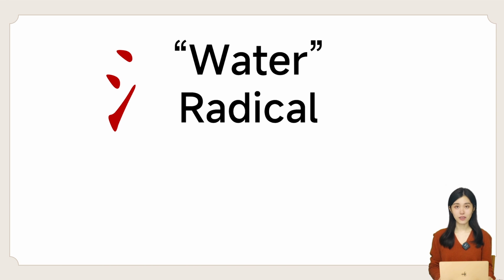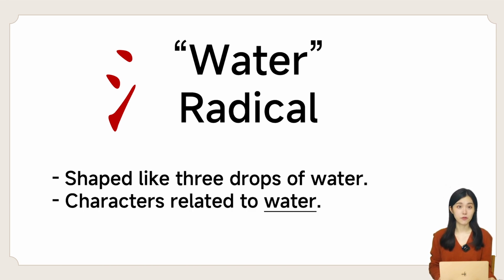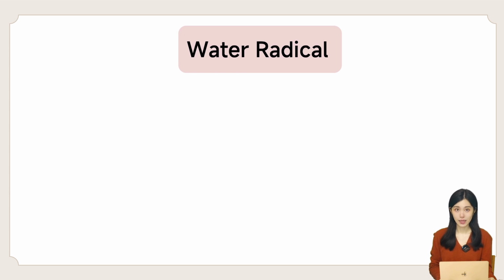The first radical is called water radical. It's shaped like 3 drops of water, and the characters with this radical are usually related to water. Let's see how to write water radical. We should write it from the top to the bottom. So first we write the dot on the top, the dot in the middle, and then a rising below. Easy, right? Now, see some example characters with water radical.